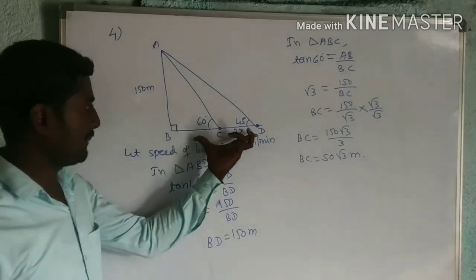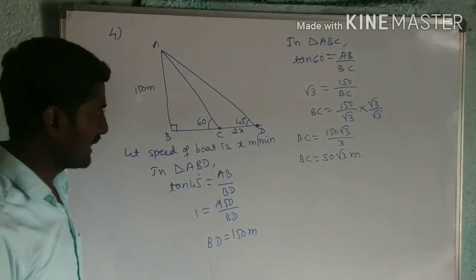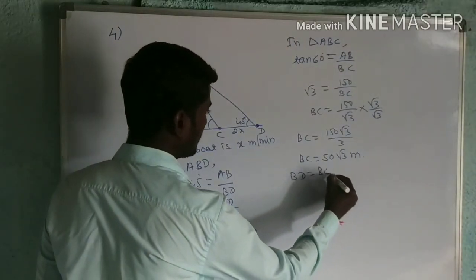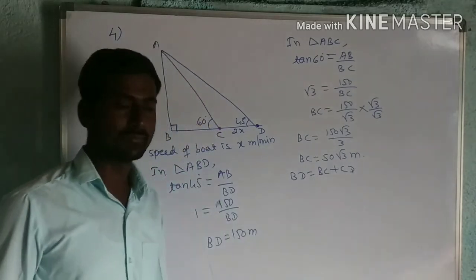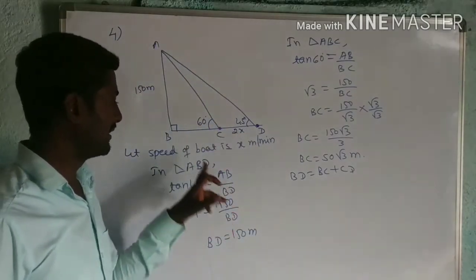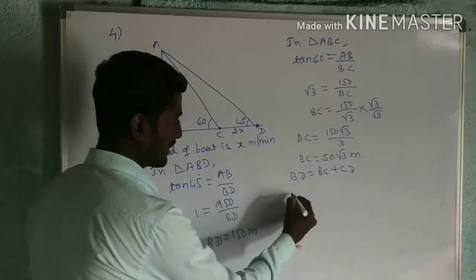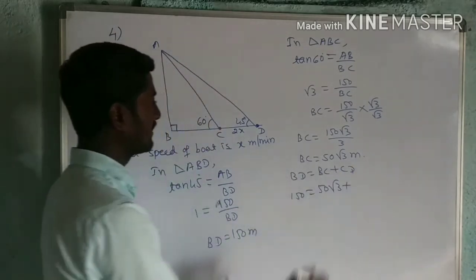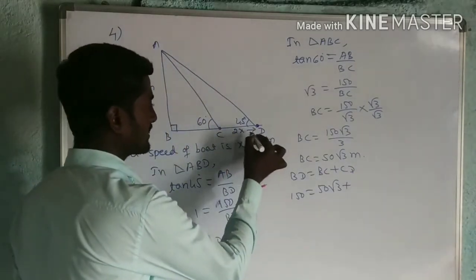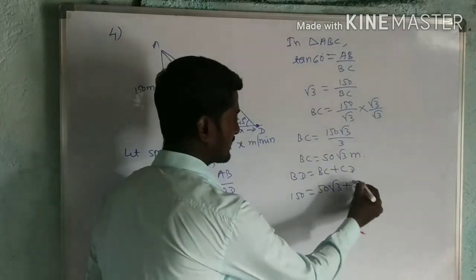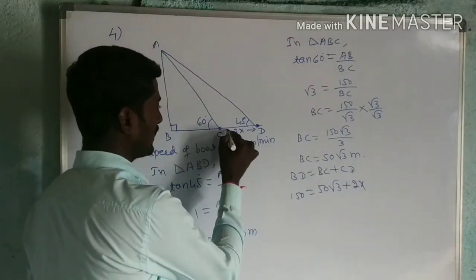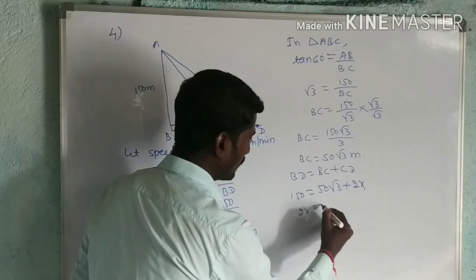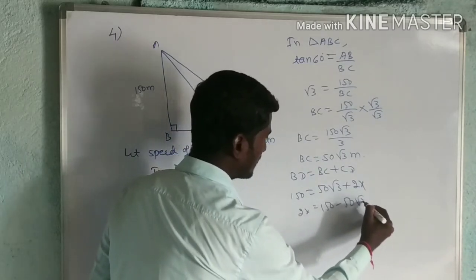Now BC I got and BD also I got. Now I will write BD is equal to BC plus CD. Can I write BC plus CD? BD is equal to BC plus CD. Now BD just now calculated, that is 150. BC is 50 root 3 plus CD. CD I have taken as 2x. Okay. So this is 2x. Now I have to find x here. So 2x is equal to 150 minus 50 root 3.